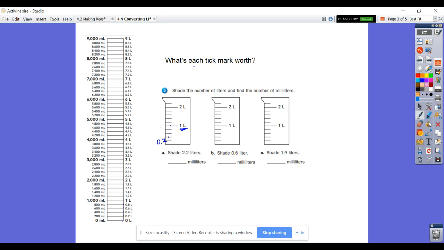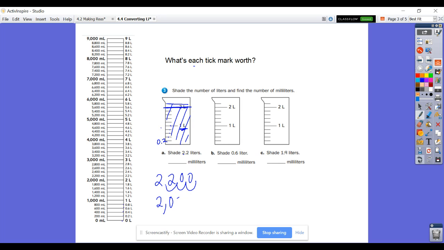So if it wants you to shade in 2 and 2/10, well, I have to shade in all the way up to 2 wholes, and then even past that, 1 more tick mark to represent the 2/10. Right, so I'd shade in all of that. And now if I want to think of that in milliliters, 2 and 2/10, well, I'm going to move 1, 2, 3 place values. I know that's, put my zeros.